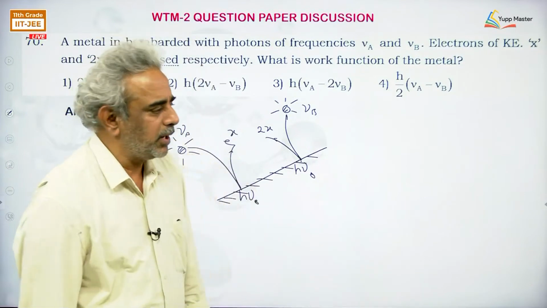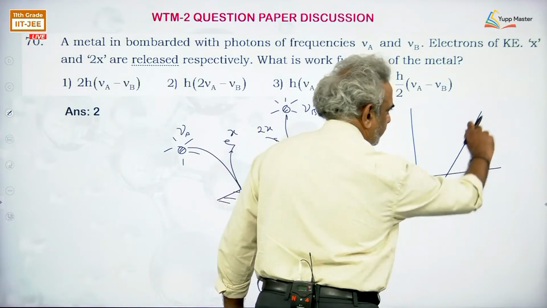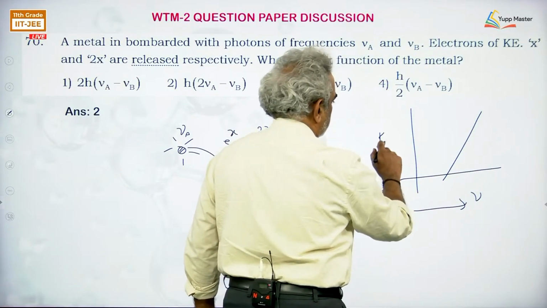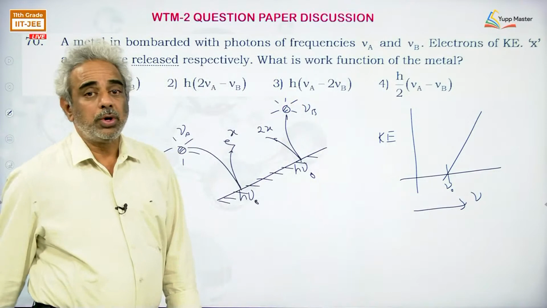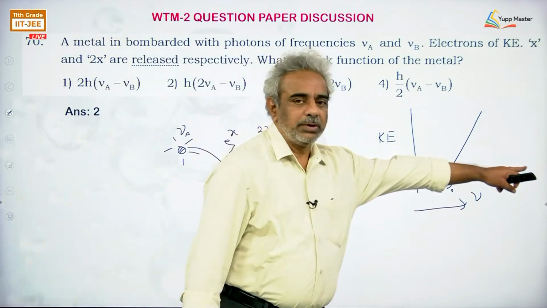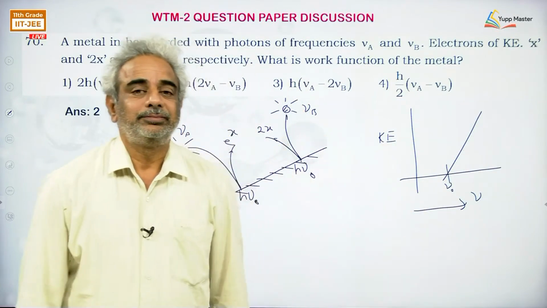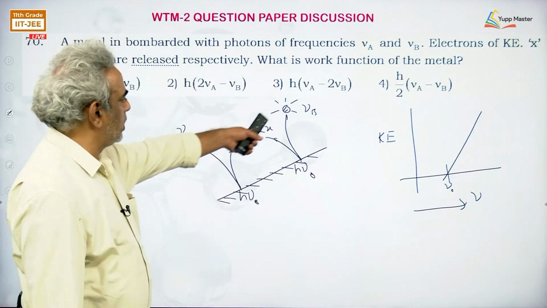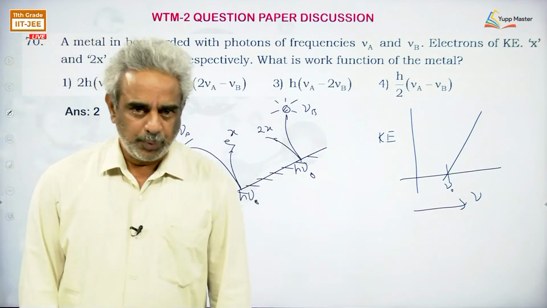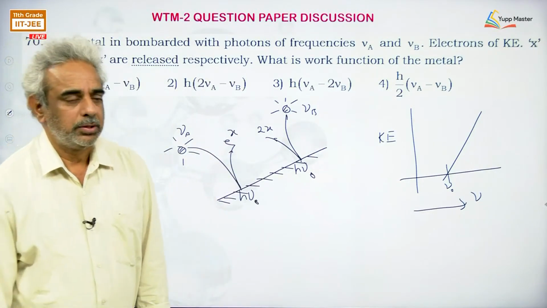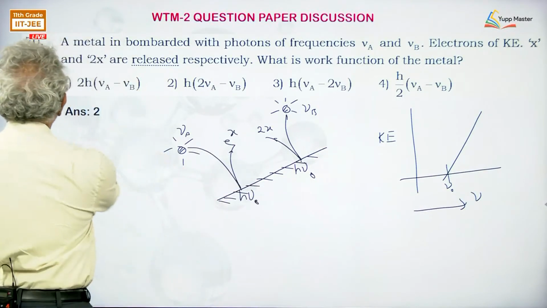That we have already appreciated in the form of a graph also. The kinetic energy increases with increase in incident photon frequency, and this is nu naught. Above nu naught, if you keep on increasing the incident frequency, the kinetic energy keeps on increasing. So there are two different photons hitting the metal and two different kinetic energies possessed by the ejected electrons. Now he is asking us to calculate the metal's work function, which is a simple job.